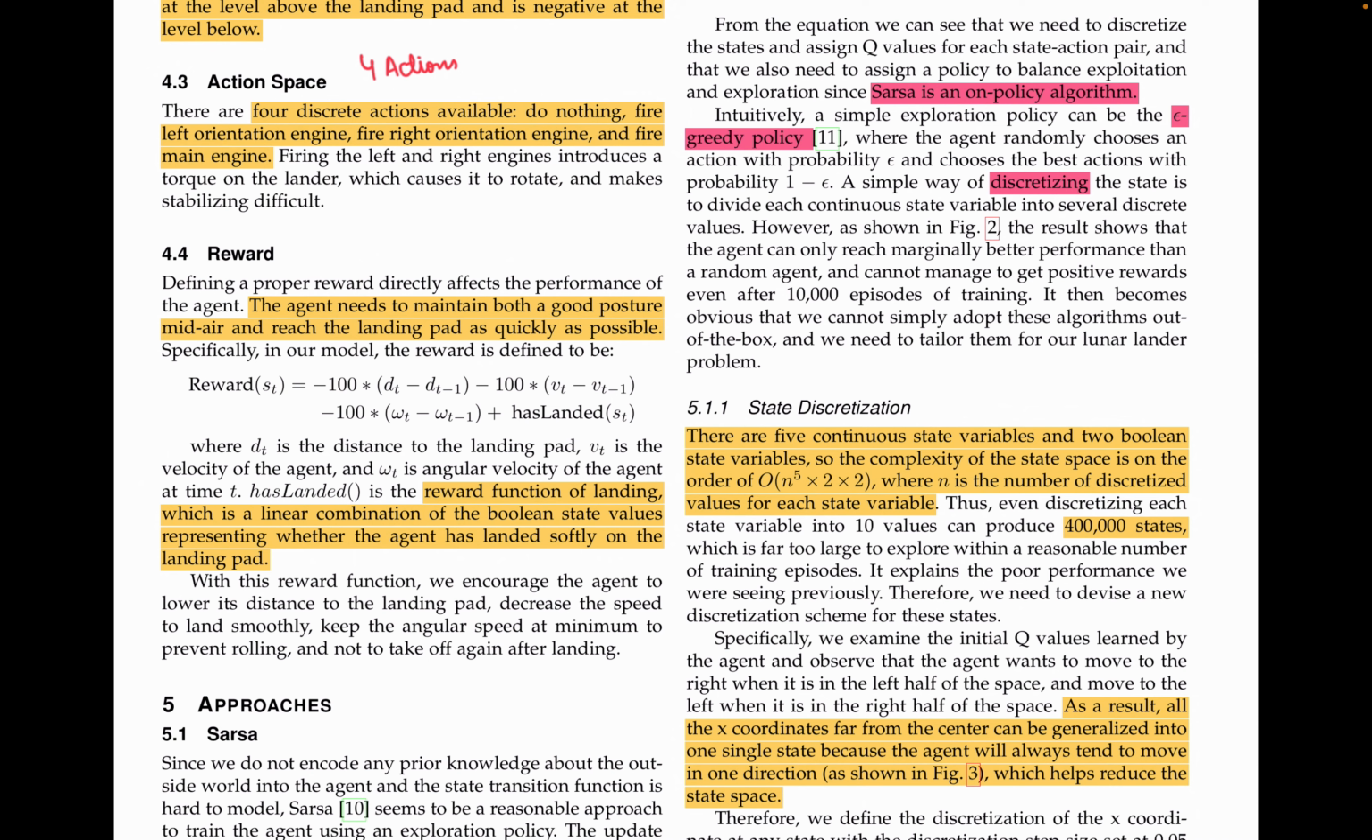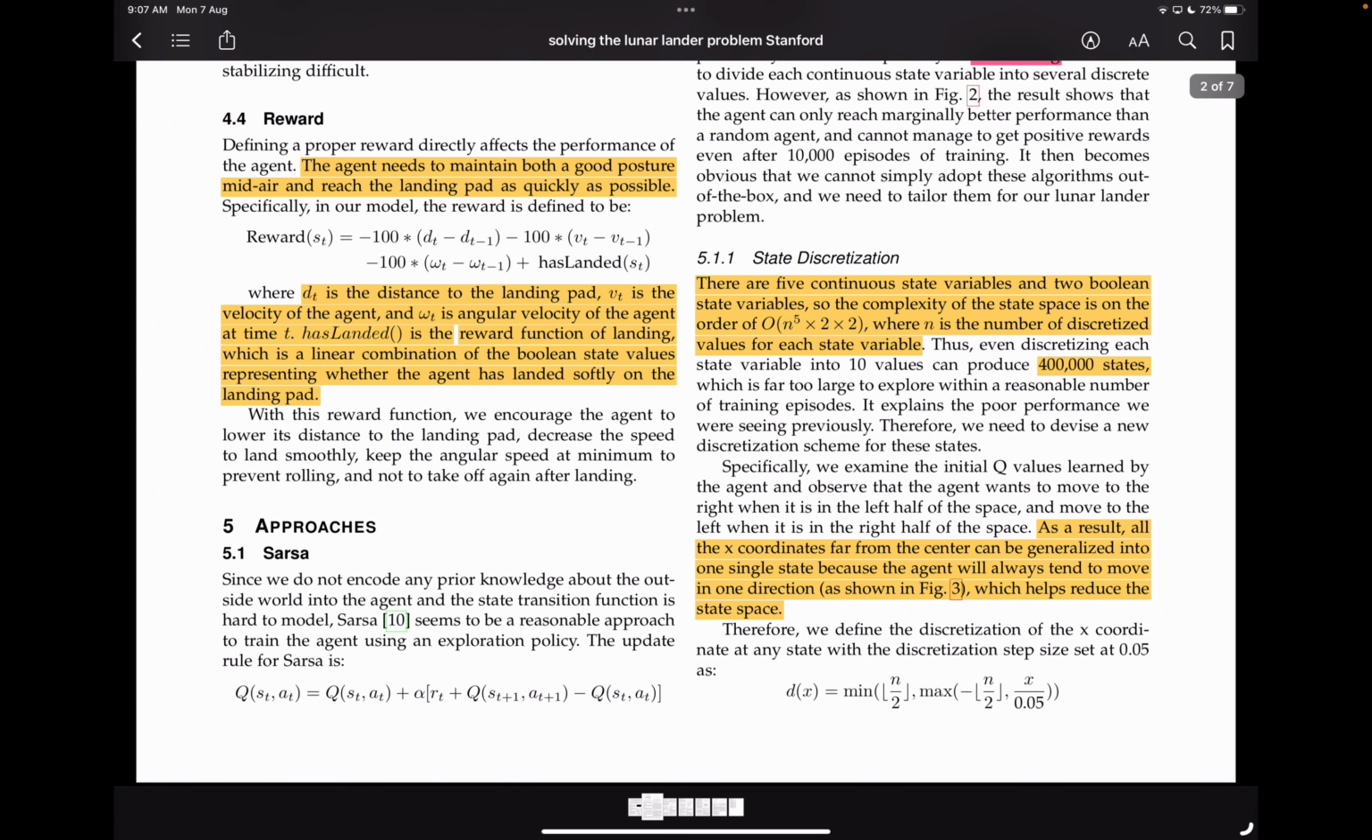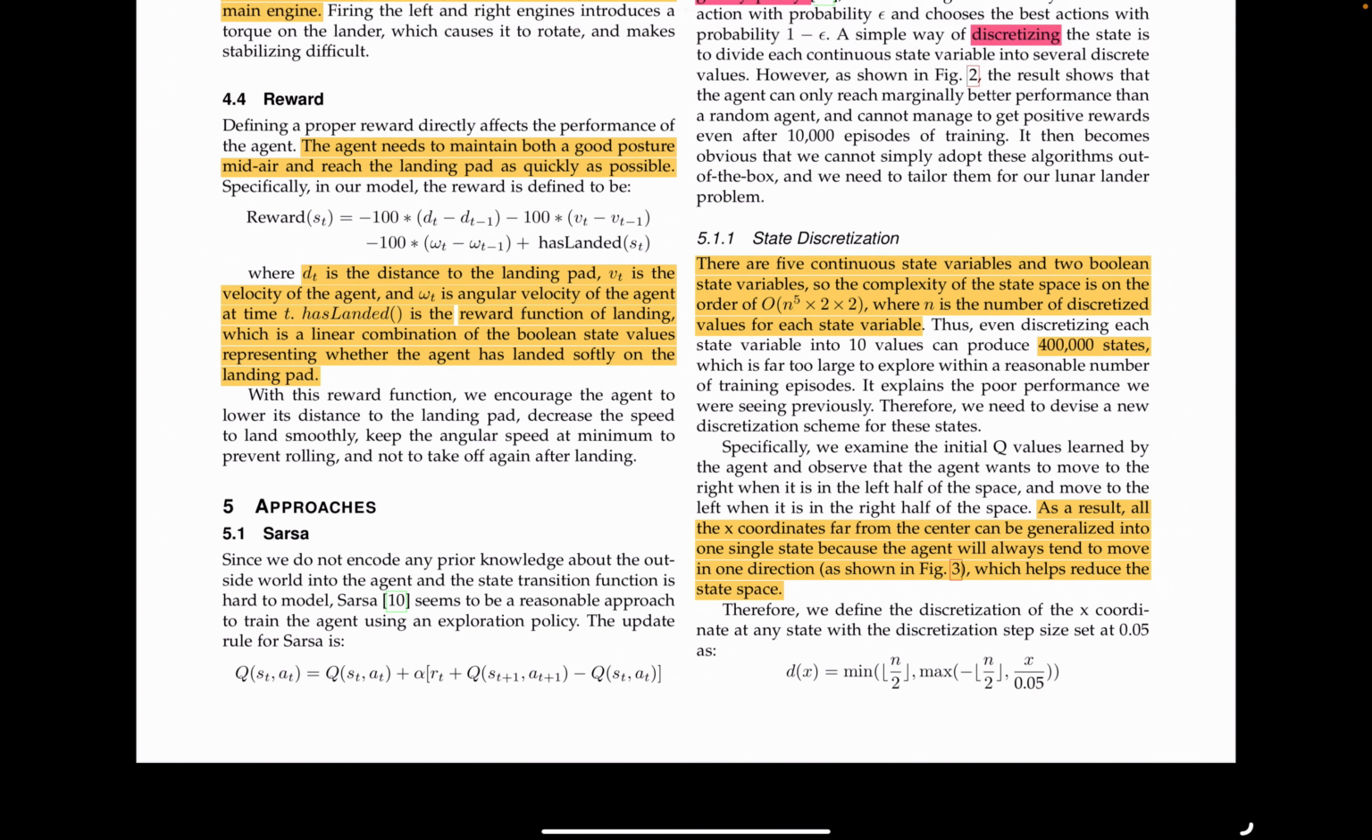Next is the SARSA approach. We have two approaches here. So what is the SARSA approach about? With SARSA, we do not need to encode any prior knowledge, and it seems to be a reasonable approach. It's an on-policy algorithm, and it uses an exploration policy. So SARSA is kind of a random policy. It takes random actions. SARSA is known for taking random actions, and what we mean by random actions is that it's based on exploration.